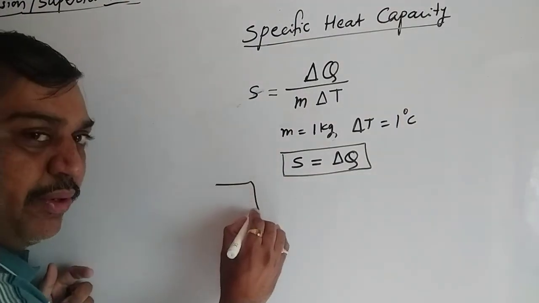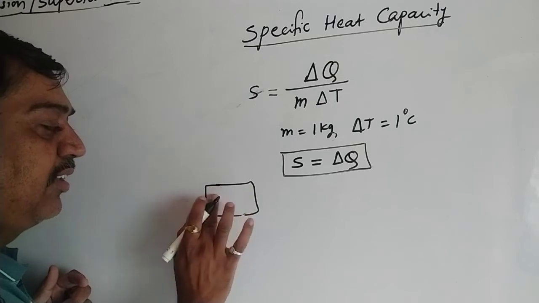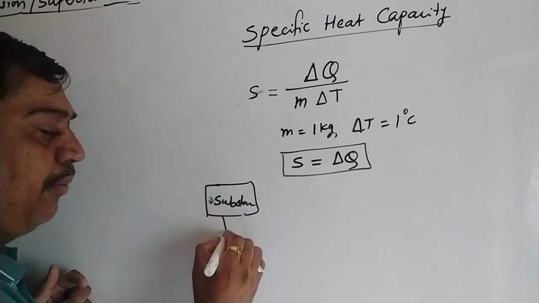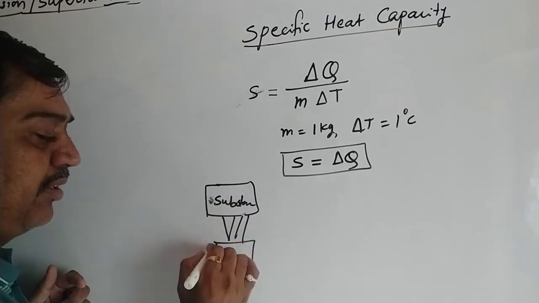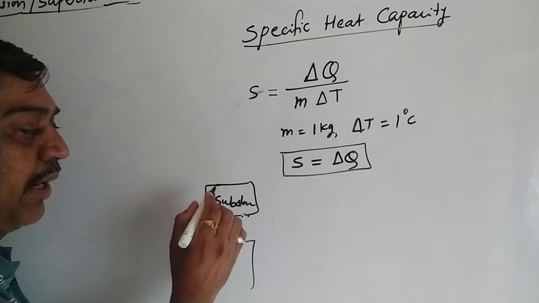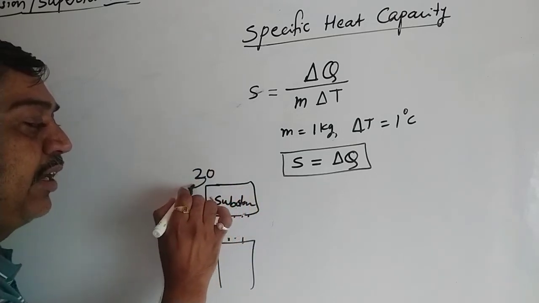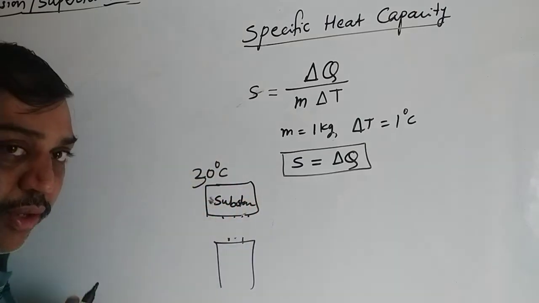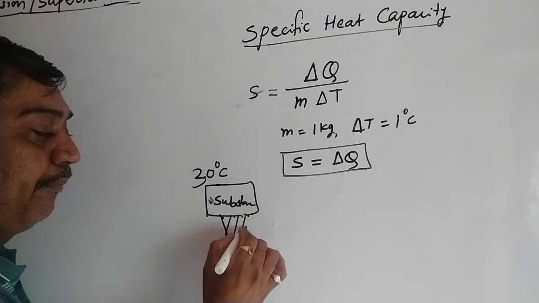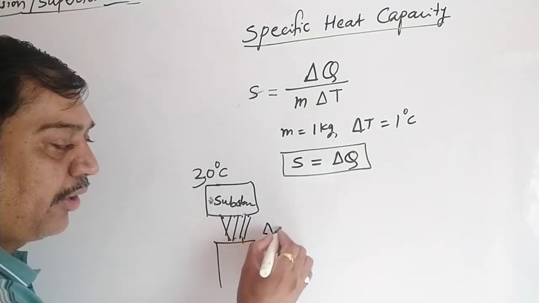Suppose this is a material we have. Suppose this is a substance we have. The amount of heat supplied to this material means this. Suppose that before applying the heat, the temperature of the substance is 20 degrees Celsius, or suppose it is 30 degrees Celsius. This is the temperature of the substance. Now we start heating this material. Supply the heat delta Q.